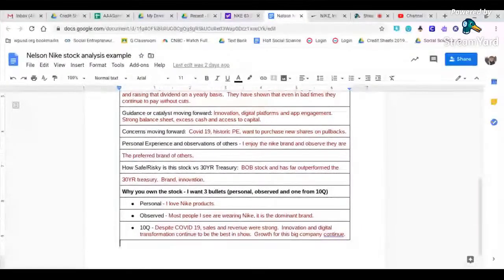My observations is whenever I'm in class, most people have Nikes or Converse on, right? There's only one other apparel that really people are putting on their feet, and that's Vans. I go to the airport, most people are wearing Nikes, or they're wearing Nike, right? Shirts, sweatshirts, whatever it is. The 10Q, despite the COVID-19, sales and revenue were strong. The innovation and digital transformation continue to be the best among all apparel makers. And growth for this company will continue, and it will especially continue after COVID-19.